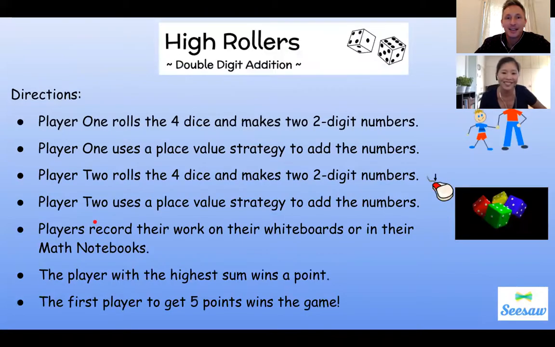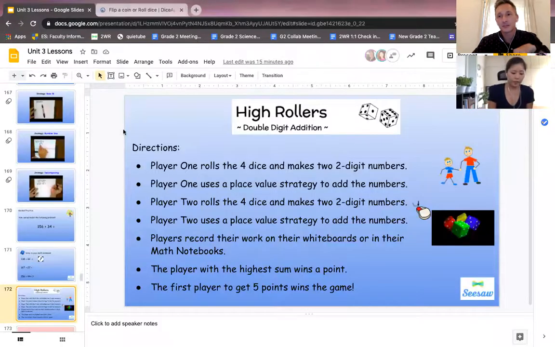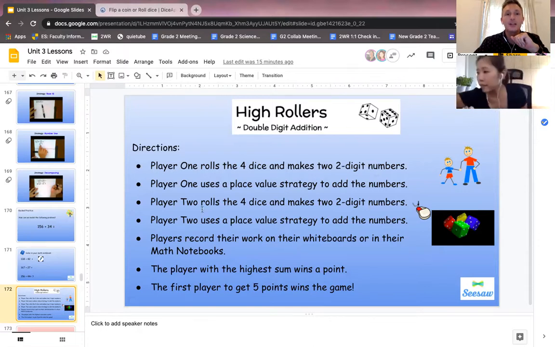And for the next part of your Seesaw activity, we're going to be playing a game called High Rollers. So we're going to go to the website where we get to roll the dice, and it looks like this. I'll just read the instructions real fast again. Player 1 is going to roll the dice. Remember, you're going to be playing with mom and dad or brother or sister or somebody at home. Using the 4 dice, you're going to make the 2 largest numbers that you can and add those numbers together. Player 1 uses the place value strategy to add the numbers. Player 2 then rolls the dice and does the same thing, makes their 2-digit numbers and adds them together.